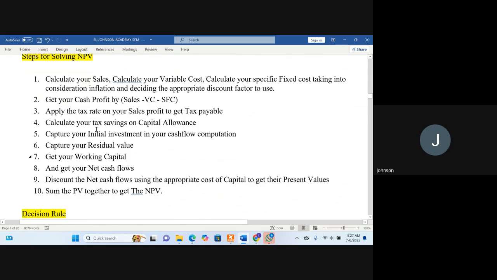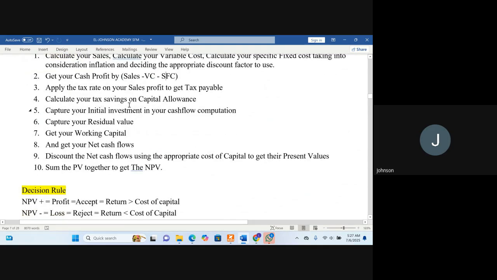The next thing is that you need to calculate your tax savings on capital allowance. How do you do that? First, get your capital allowance, then multiply it by the tax rate. Then the next one, you need to capture your initial investment in your cash flow computation. Your initial investment is, I think, 120 million.